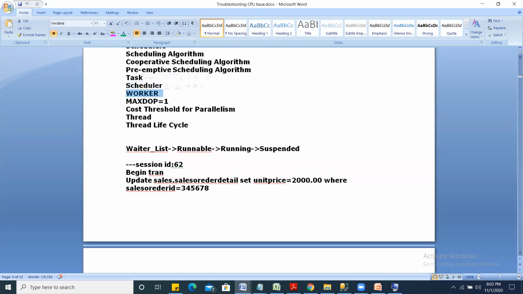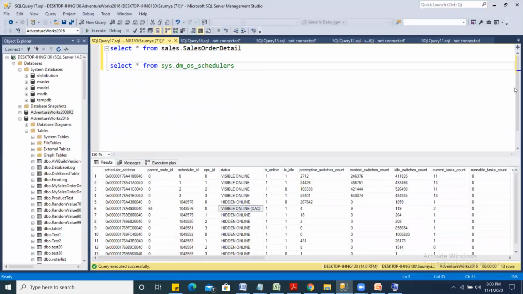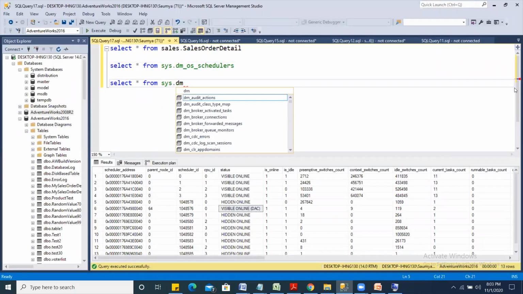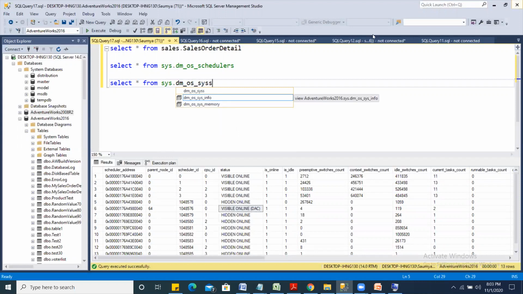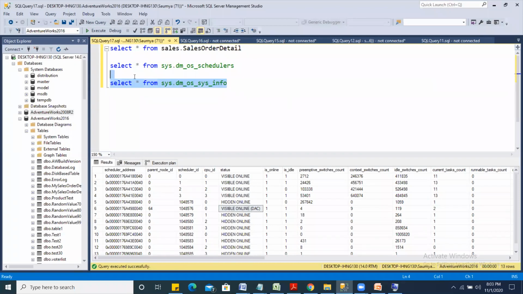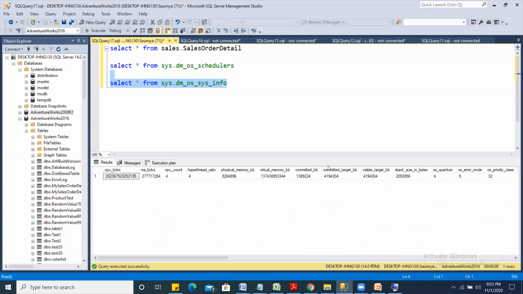I told you yesterday how many workers I have in SQL Server. I can check that using the command select star from sys.dm_os_sysinfo. So let us execute it. How many workers do you have? The max worker count column should be there. Max worker count, it's 512.